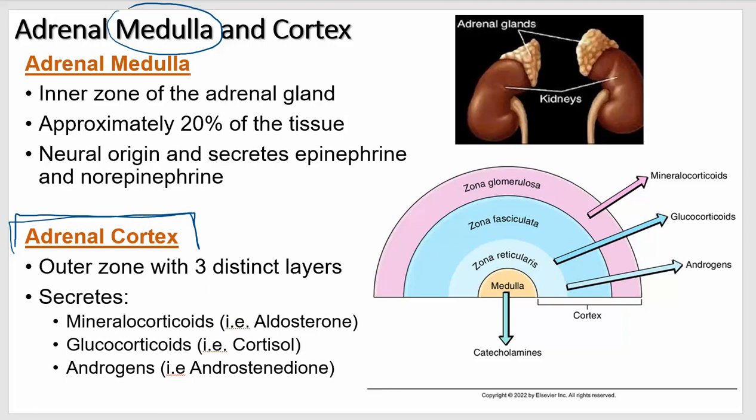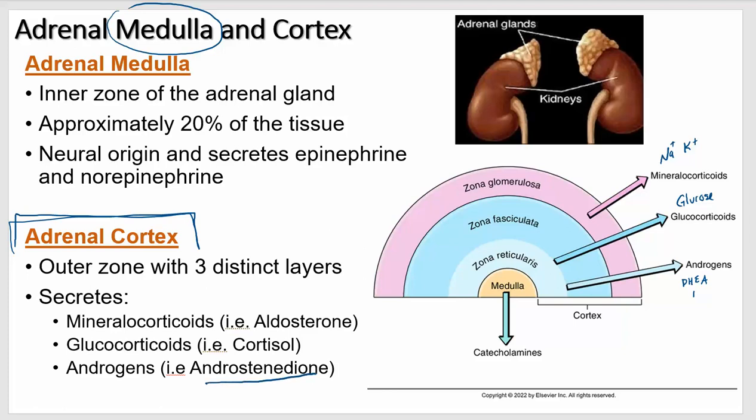So it secretes something called mineralocorticoids. So when you see mineralocorticoids, think sodium, potassium. Those are minerals. And then glucocorticoids. So when we see glucocorticoids, think things like glucose. And then androgens. And so androgens are DHEA and androstenedione. I'm not going to write it. So androstenedione.